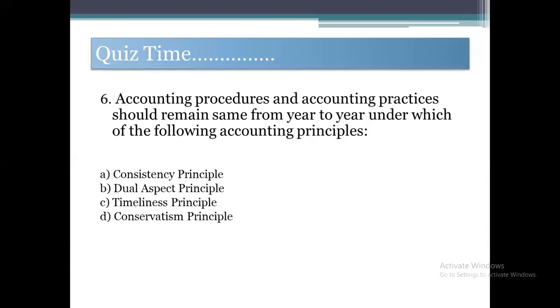Yeah, I have some more for you guys. Question number 6: accounting procedures and accounting practice should remain the same from year to year. Which principle says this? Gautam says A. Other guys are confused. Is it so difficult, guys? We have some 25 participants, and very few answers. Is it that you guys didn't understand?